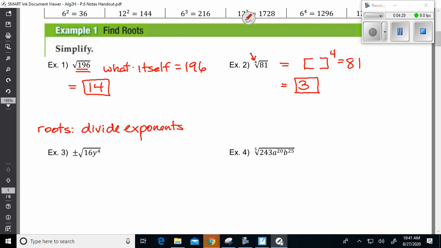Square root of 16y to the 4th. So, for starters, the plus or minus doesn't really mean anything for the purposes of this problem. So we're just going to bring it over. Square root of 16 is simple enough. That's 4.